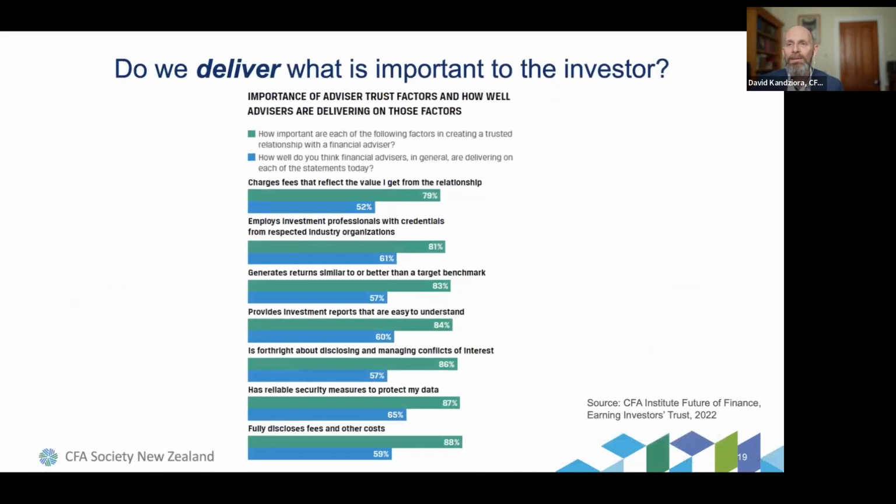So here's another slide from the 2022 survey, looking at whether investment professionals deliver what is important to the investor. We've got the green line showing the importance to investors, and the blue line showing the investor's perception of that delivery. So clearly there's a fair way to go in terms of meeting expectations from clients in this area. Just give you a second to digest that one. It's quite interesting.